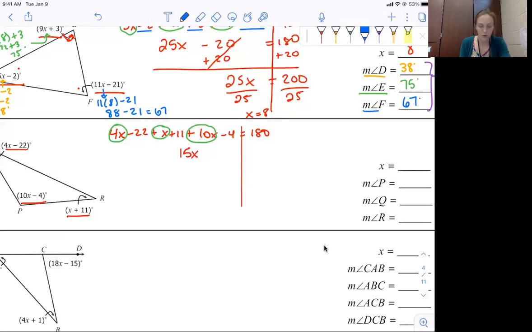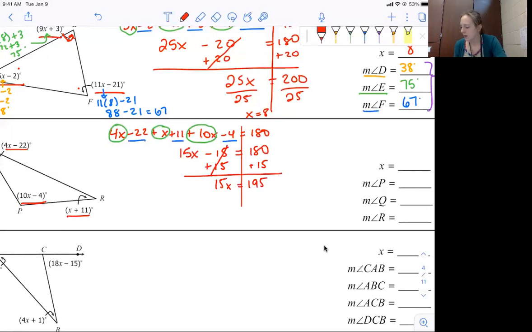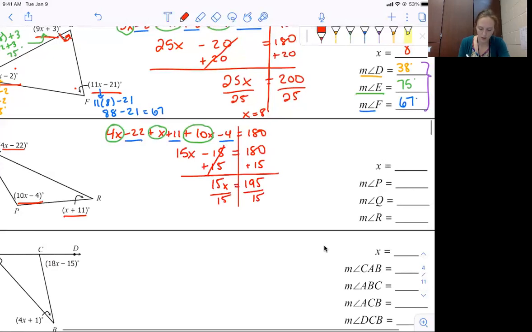And then do the same thing for the numbers. So negative 22 plus 11 is negative 11, minus 4 is negative 15, equals 180. And then I move over that 15 by adding it on both sides. I'm going to do the opposite because I'm moving it across the equals. And I get 15x equals 195. When I do 195 divided by 15, I get x equals 13.